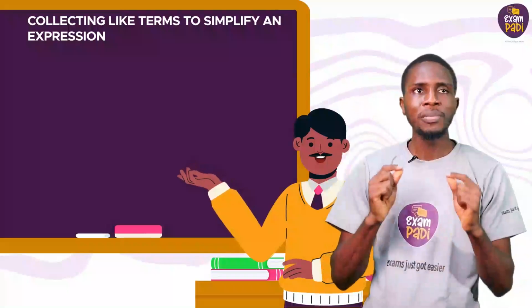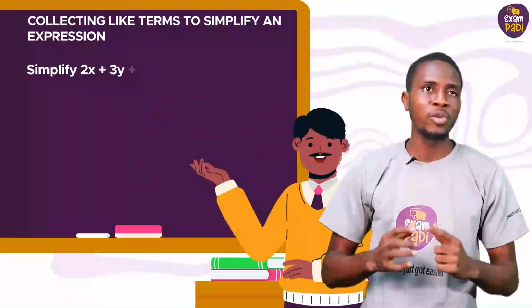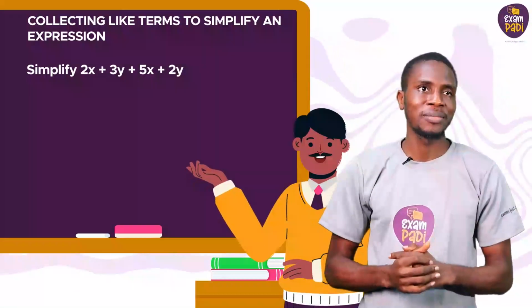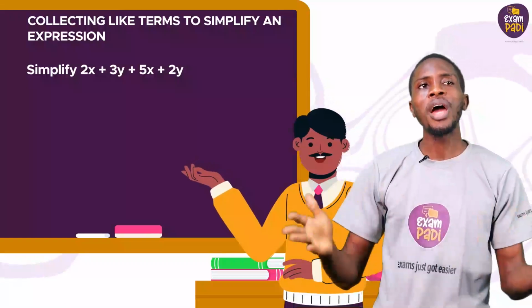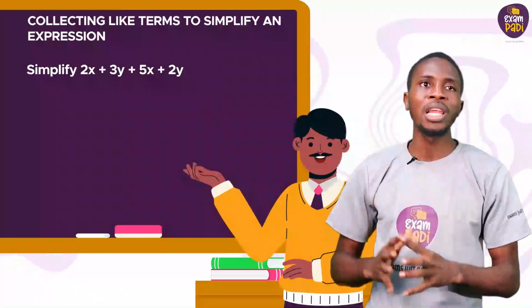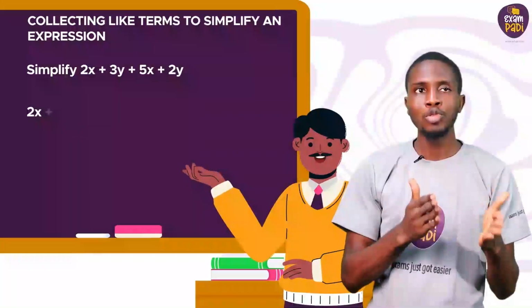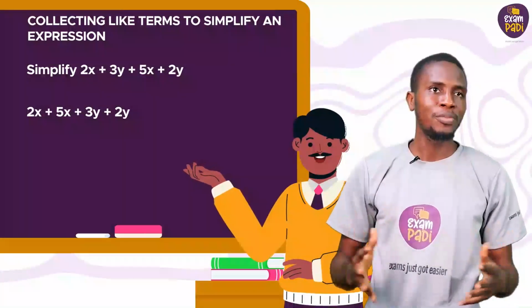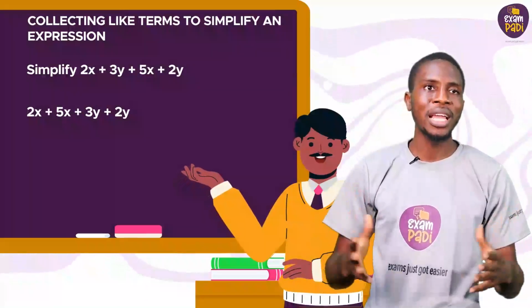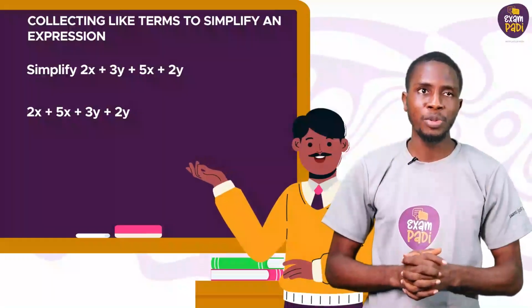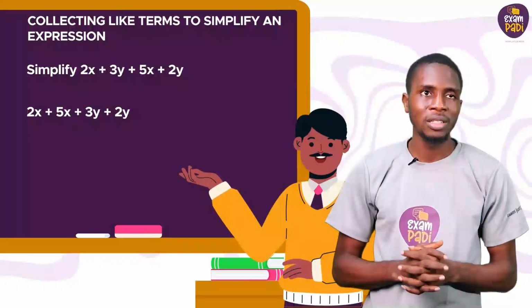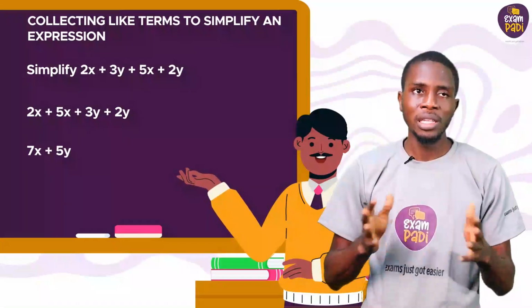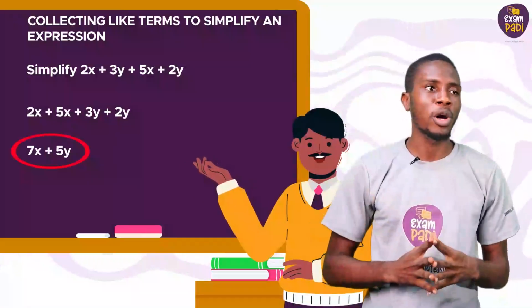1. Simplify the expression 2x plus 3y plus 5x plus 2y by collecting like terms. Step 1. Rearrange the terms so that you group all the like terms. That is 2x plus 5x plus 3y plus 2y. Step 2. Add or subtract the like terms and give the simplified expression. 2x plus 5x gives 7x. 3y plus 2y gives 5y. Therefore, we have 7x plus 5y.